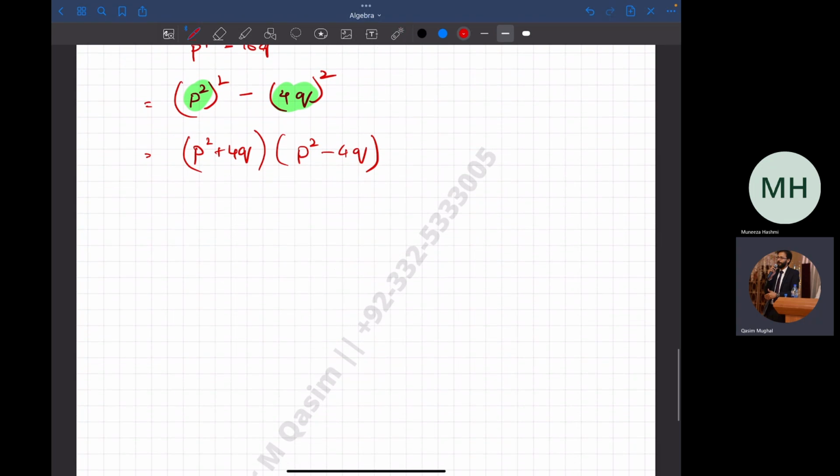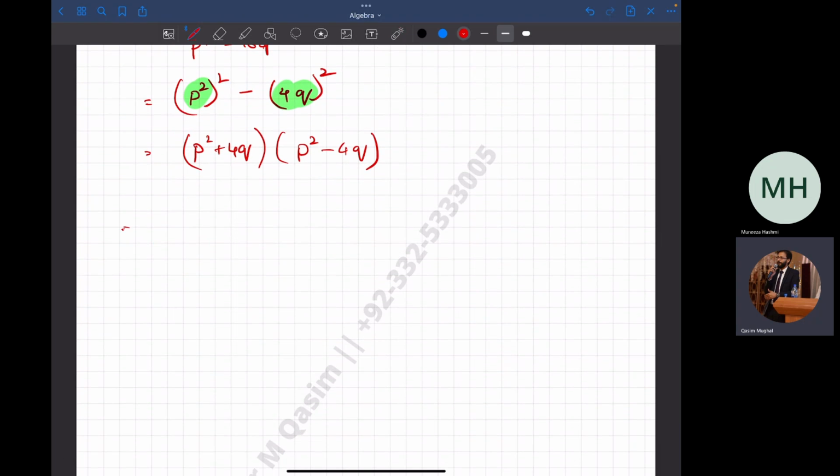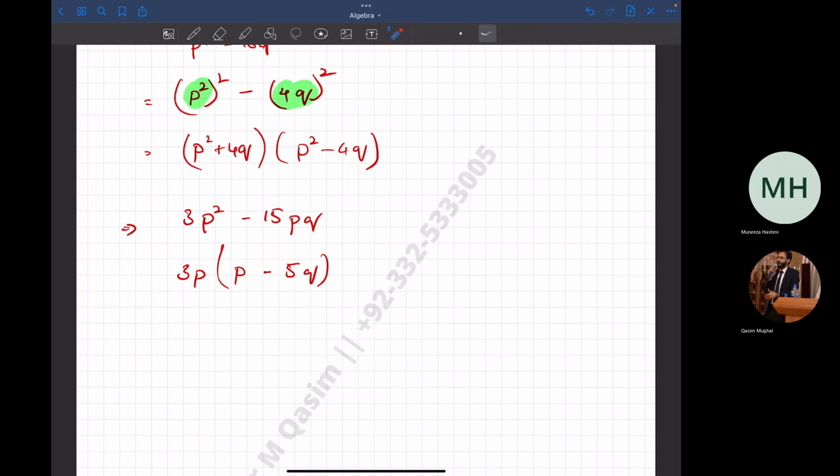Now, for example, if you can't rewrite them as a difference of squares, let's take this one: 3p squared minus 15pq. I've got two terms, and although there's a minus sign between them, I can clearly see I won't be able to write them as a difference of squares, so I'll simply go for the common. 3p is common, so 3p times p minus 5q, that's it, you've got the factors here. So I've got three factors over here, 1, 2, and 3. Got it?